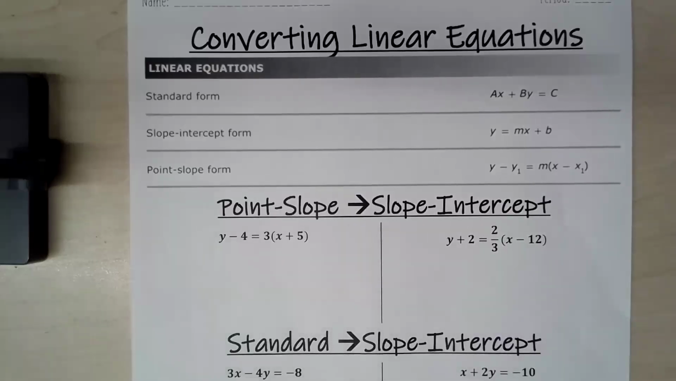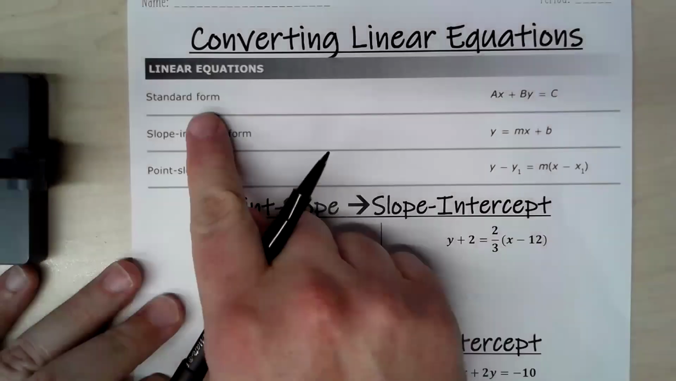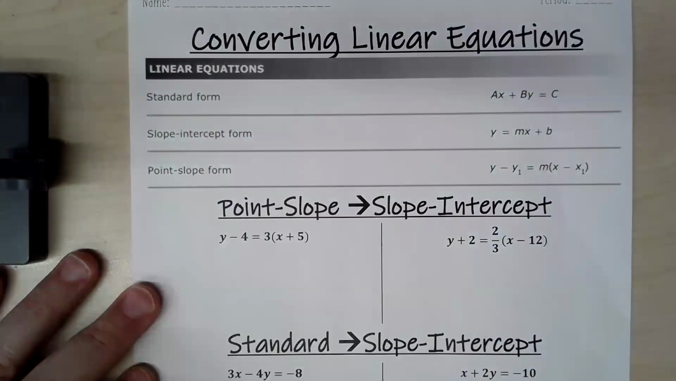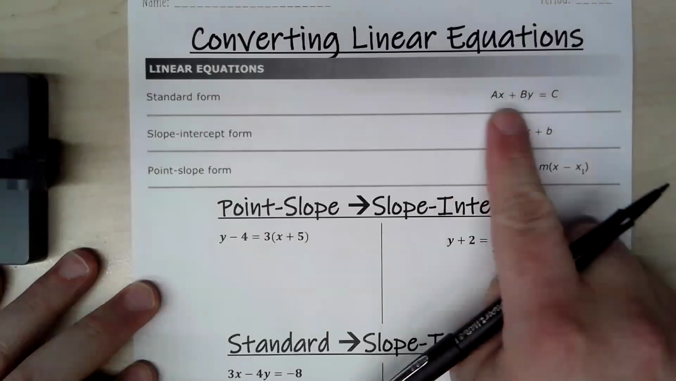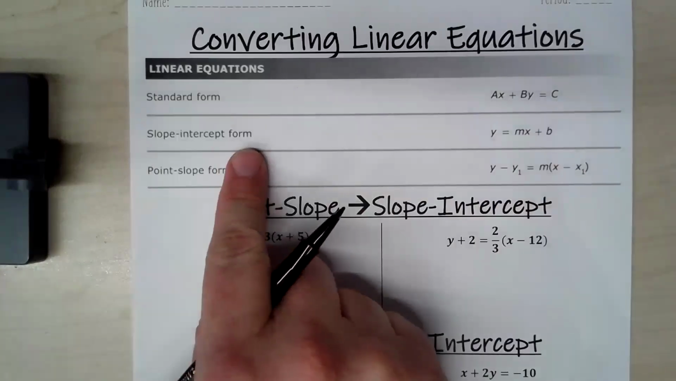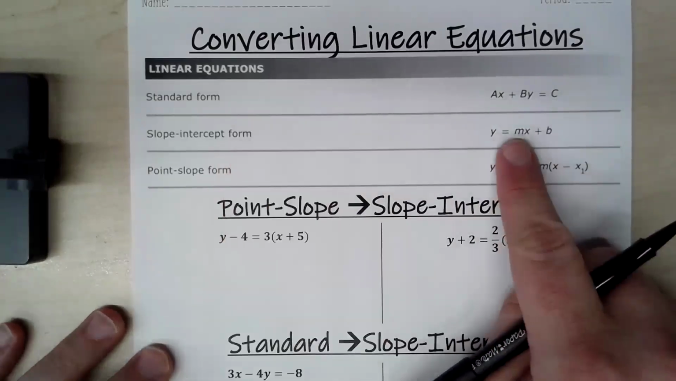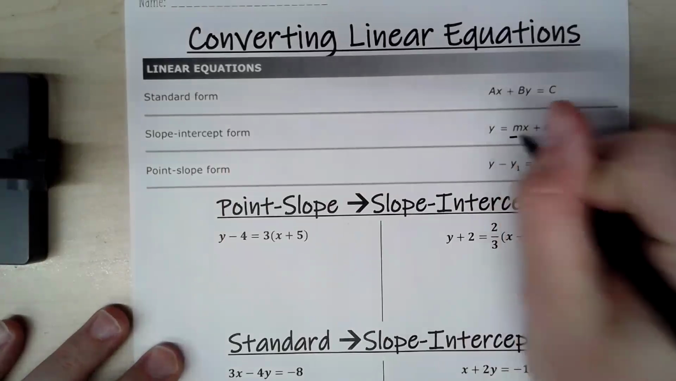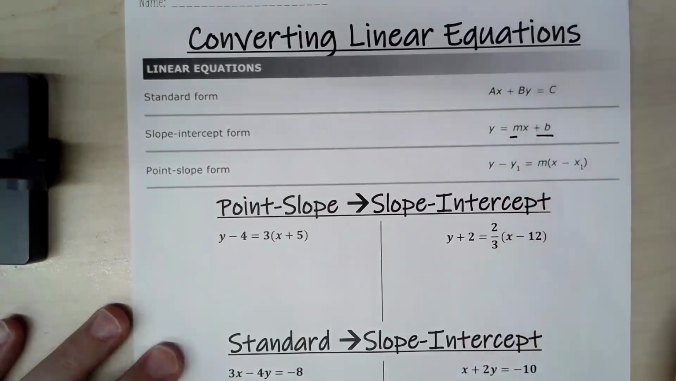All right, guys. Today we're practicing converting linear equations. We have three types of linear equations, right? Three different forms. There's standard form, ax plus by equals c. Slope-intercept form, the one we most use, probably, y equals mx plus b, because m is the slope and b is the y-intercept.